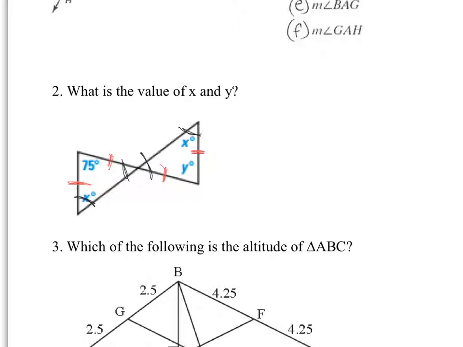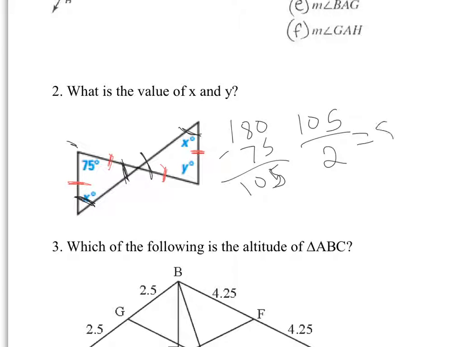So if you take a look at this triangle on the left here, you have 75 degrees. So we're going to do 180 minus 75, which is 105. And then because those two angles are congruent here and here, you need to divide them in half. So 105 divided by 2 is 52.5. And that's going to be here, here, here, and here. So x is 52.5.